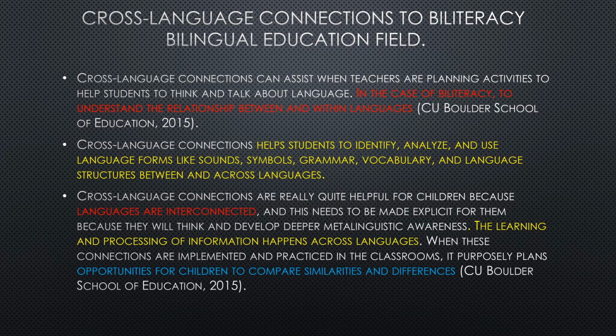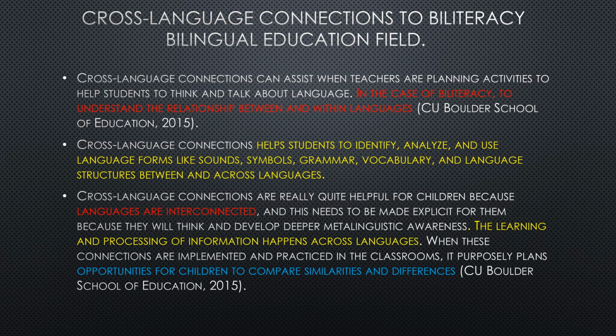Cross-language connections in the biliteracy and bilingual education field. Cross-language connections can assist when teachers are planning activities to help students think and talk about language. According to CU Boulder School of Education, 2015, in the case of biliteracy, the aim is to understand the relationship between and within languages. Elizabeth Torres brought up a good point to our group. As a group, we discussed that it is important to mention the student's perspective and why this is where cross-language connections come into play.